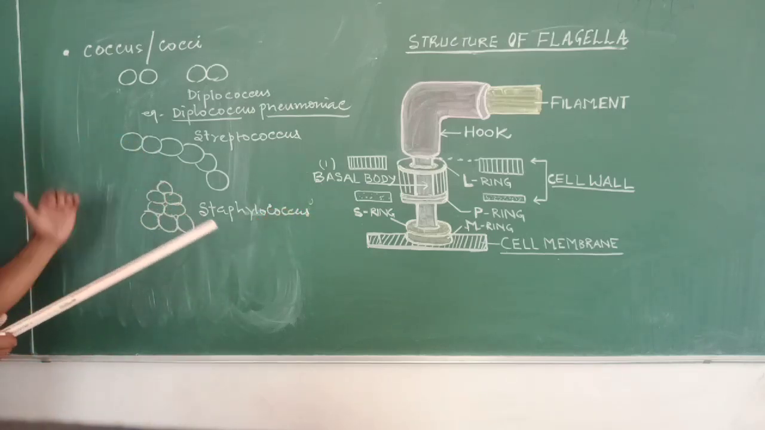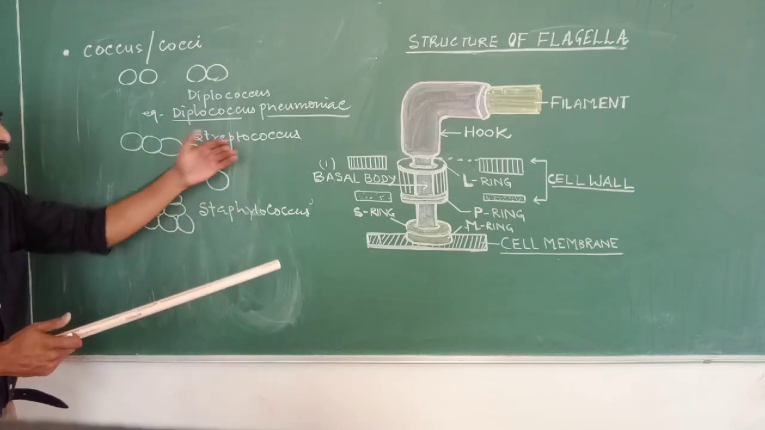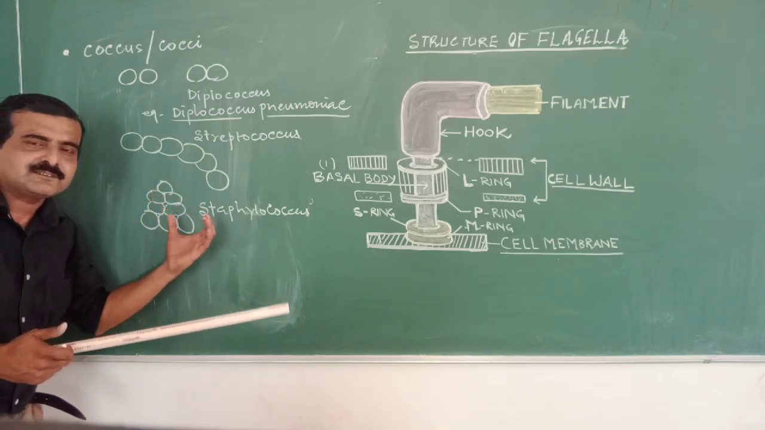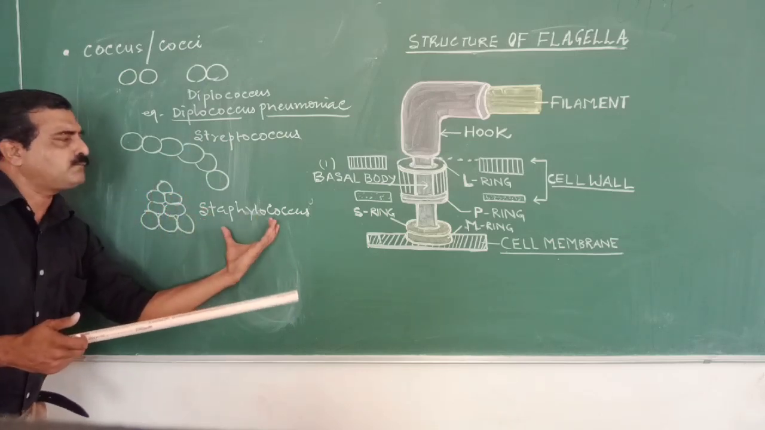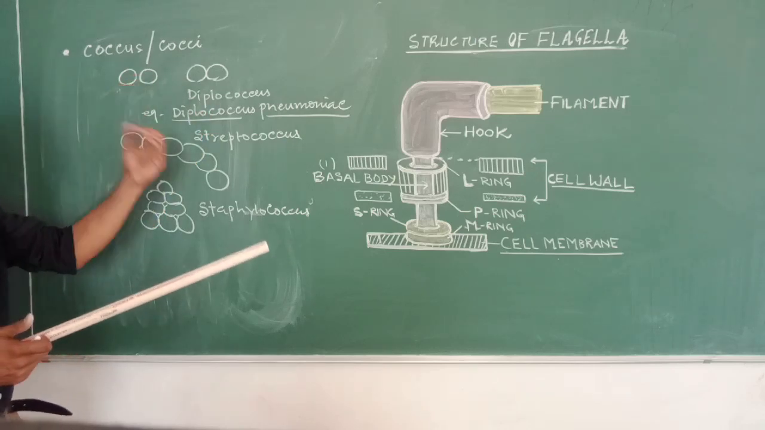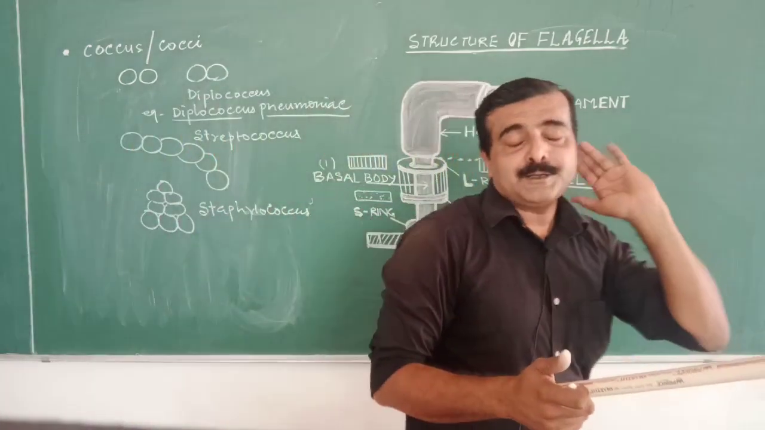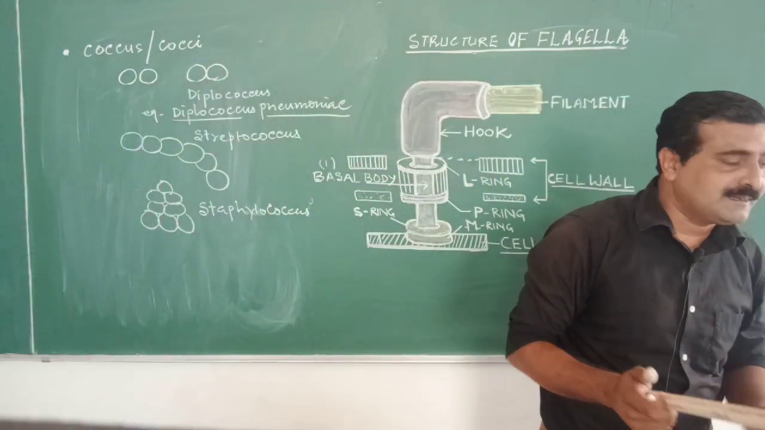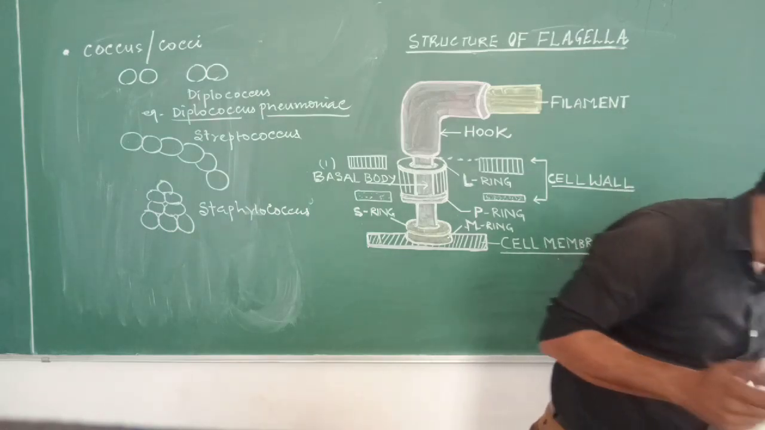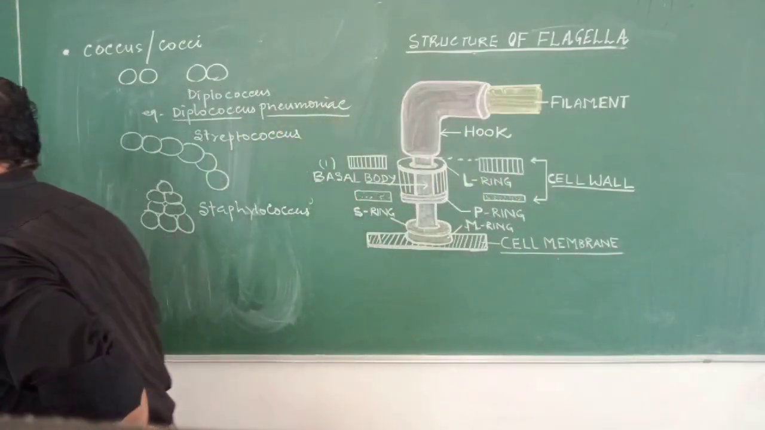Another form is tetrad form. Sarcina form. Tetrad form. Streptococcus arranged in chain. Staphylococcus arranged in a bunch in grape-like structure. When they are single it is Micrococcus. When they are arranged in pair it is known as Diplococcus, example Diplococcus pneumoniae, and they are very resistant bacteria.